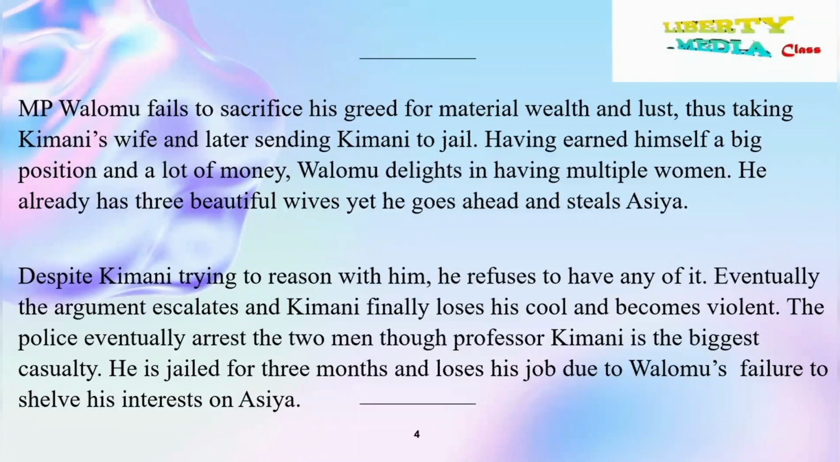MP Walomu fails to sacrifice his greed for material wealth and lust, therefore taking his wife and later sending Kimani to jail. Having earned himself a big position and a lot of money, Walomu delights in having multiple women. He already has 3 beautiful wives, yet he goes ahead and steals Asia. Despite Kimani trying to reason with him, he refuses to have any of it. Eventually, the argument escalates, and Kimani finally loses his cool and becomes violent. The police eventually arrest the 2 men, though Professor Kimani is the biggest casualty. In this case, he is jailed for 3 months and loses his job due to Walomu's failure to shelve his interests on Asia.